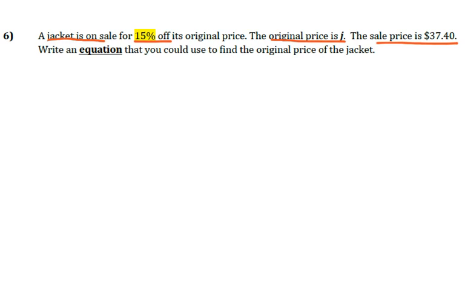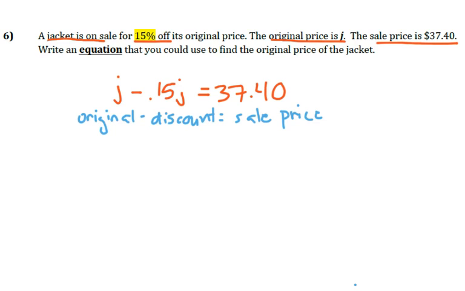So we're going to start out here by saying we got our original, which is J. And what we're going to do to this is subtract 15 hundredths, or 15%, of J. And that's going to be equal to $37.40, because that's the sale price. Remember, this is what we did. We found the original price, we subtracted the discount, which gives us the sale price. So this is our equation so that we could find the original price of the jacket.